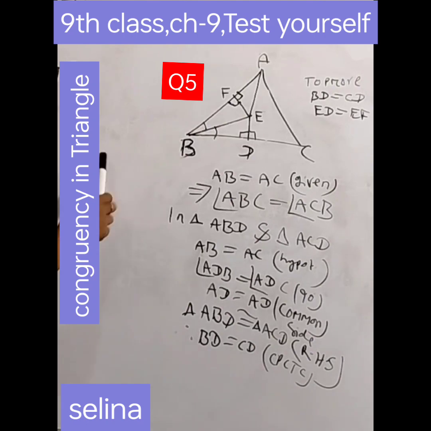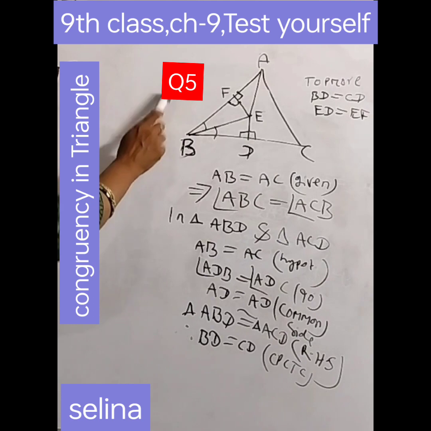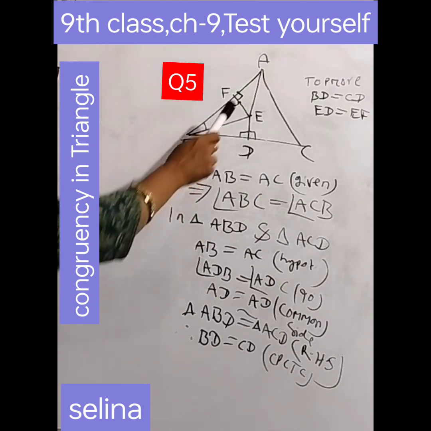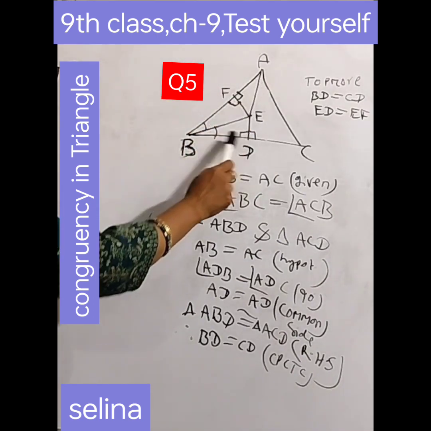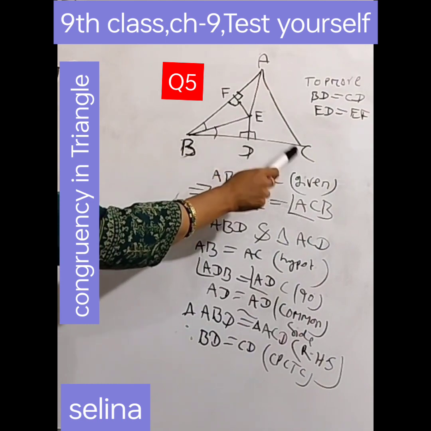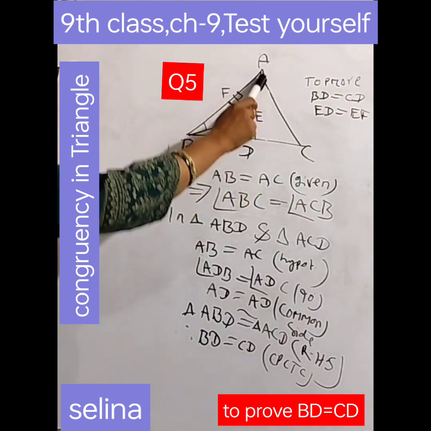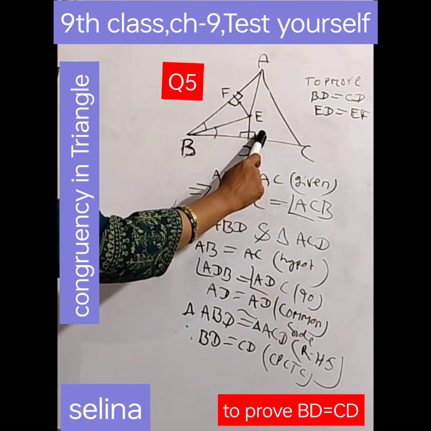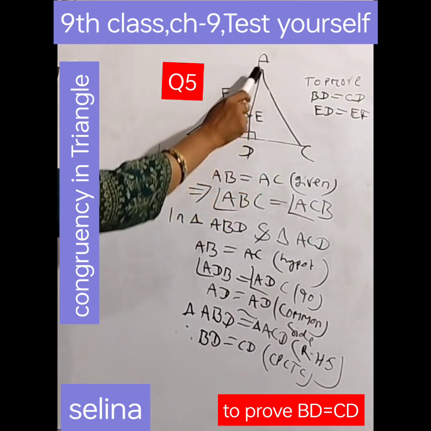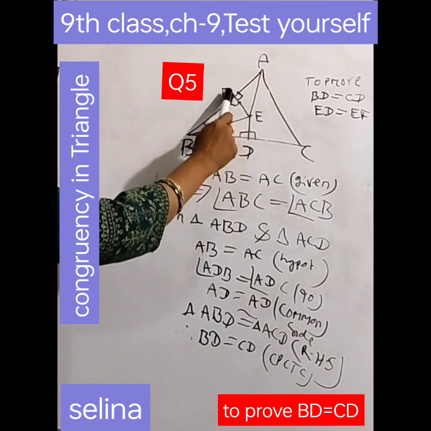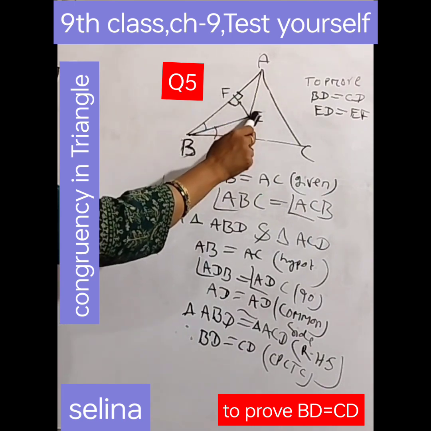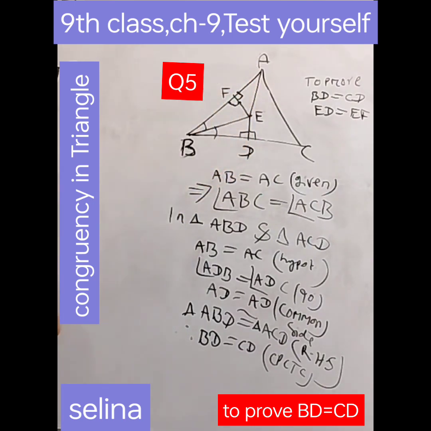Selina, class 9th, chapter 9, test yourself. Question number 5. Given AD perpendicular to BC, so angle ADB is 90 degrees and angle ADC is 90 degrees. And EF perpendicular to AB, so angle EFB is 90 degrees, angle EFA is 90 degrees.